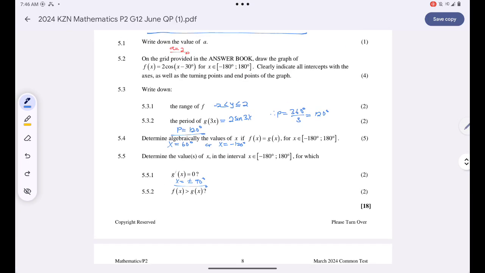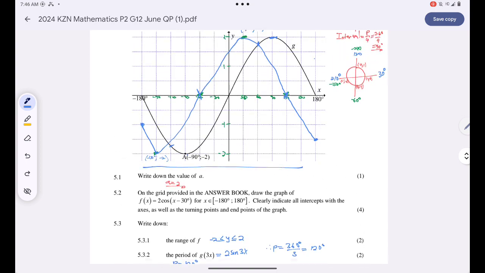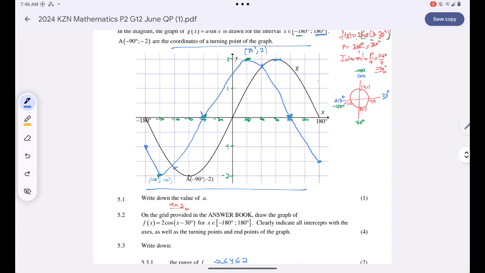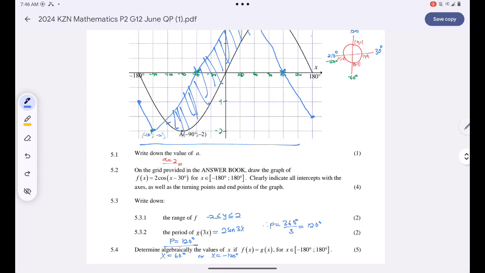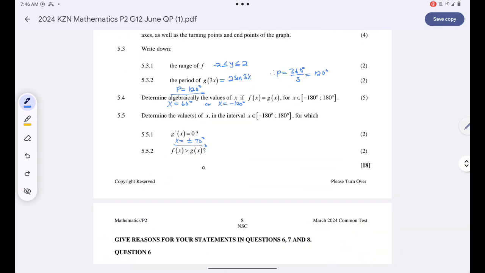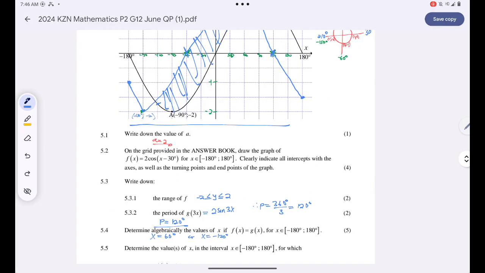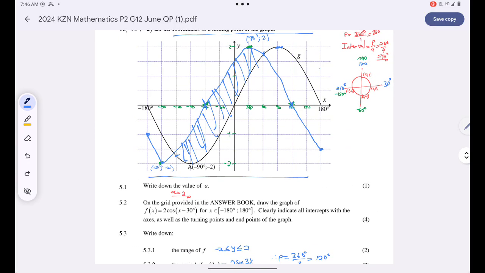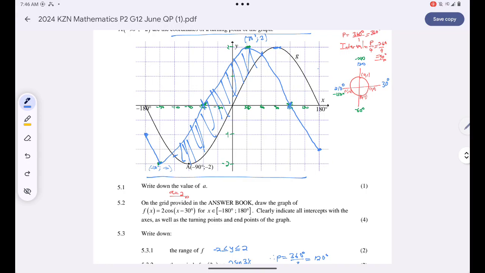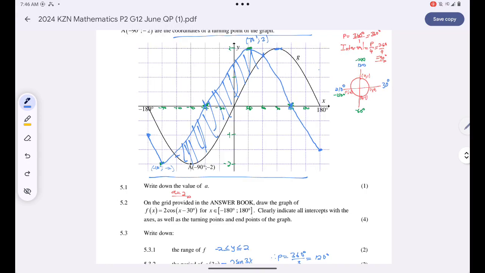Okay, the values of x whereby the graph of f is above the graph of g. Those two things, guys, they only occur at this point over here. So that will simply be whenever x is between negative 120 and positive 60. Between the two x-intercepts, the graph of f is above the graph of g. That's how, guys, we're supposed to tackle the fifth question over there.